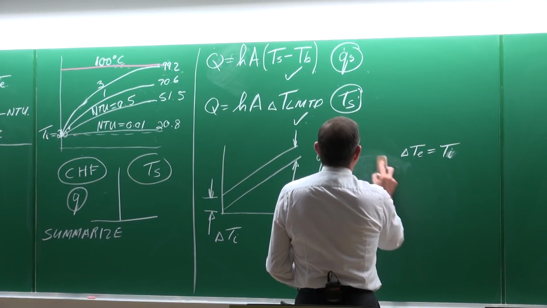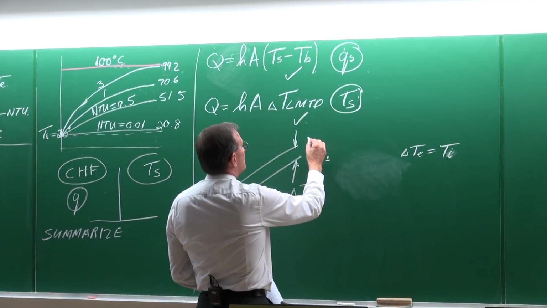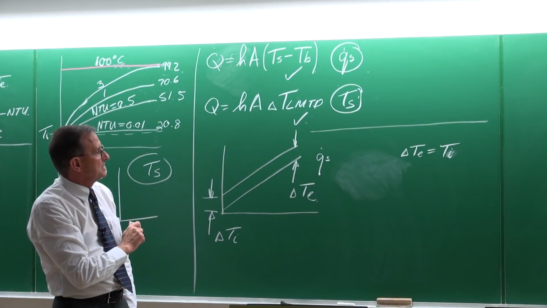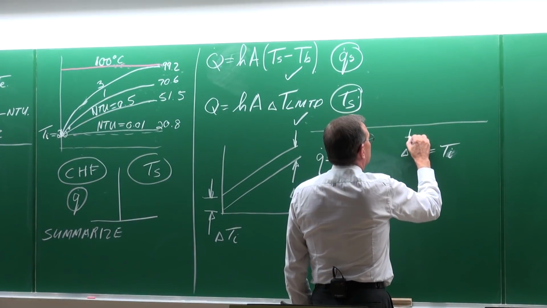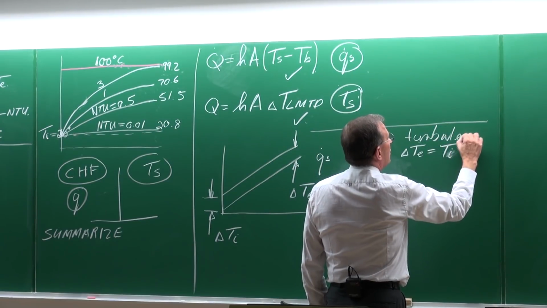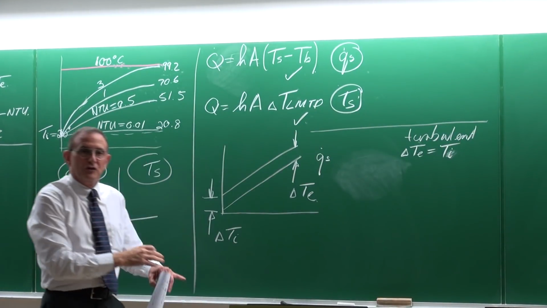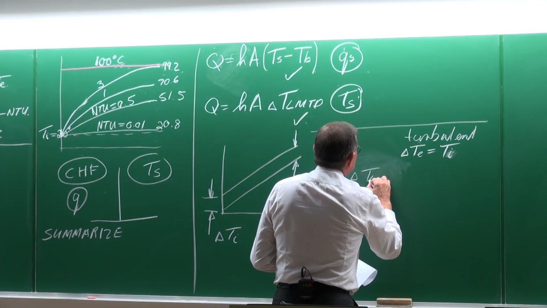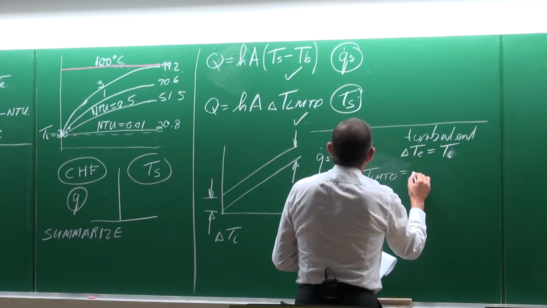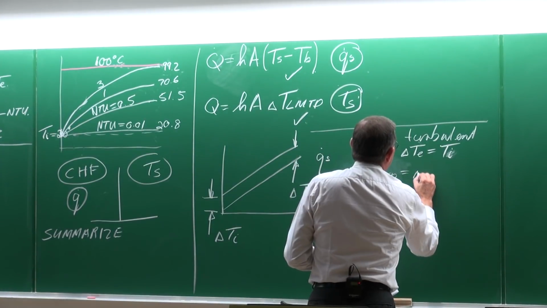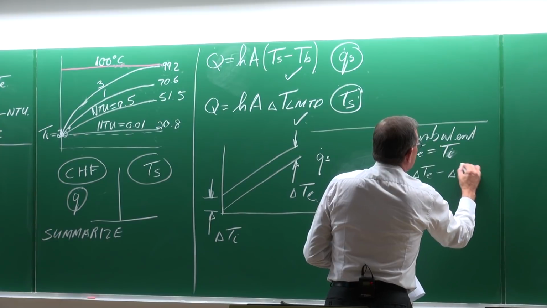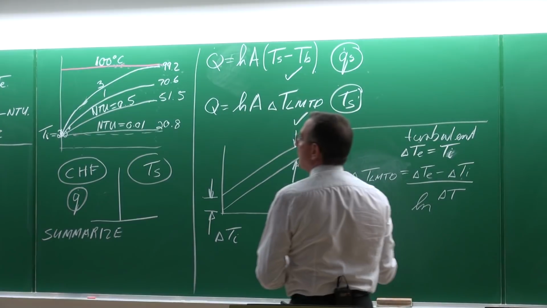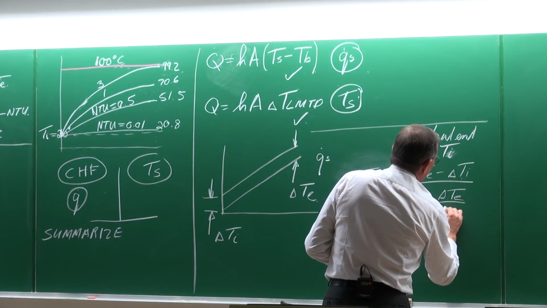Okay, for constant heat flux, the delta T at the outlet is equal to delta T at the inlet. It's right here for turbulent flow. And especially if the tube is very long, it's a very good assumption. And then if we calculate the LMTD, it is equal to delta T_E minus delta T_I divided by the ln of delta T outlet divided by delta T inlet.